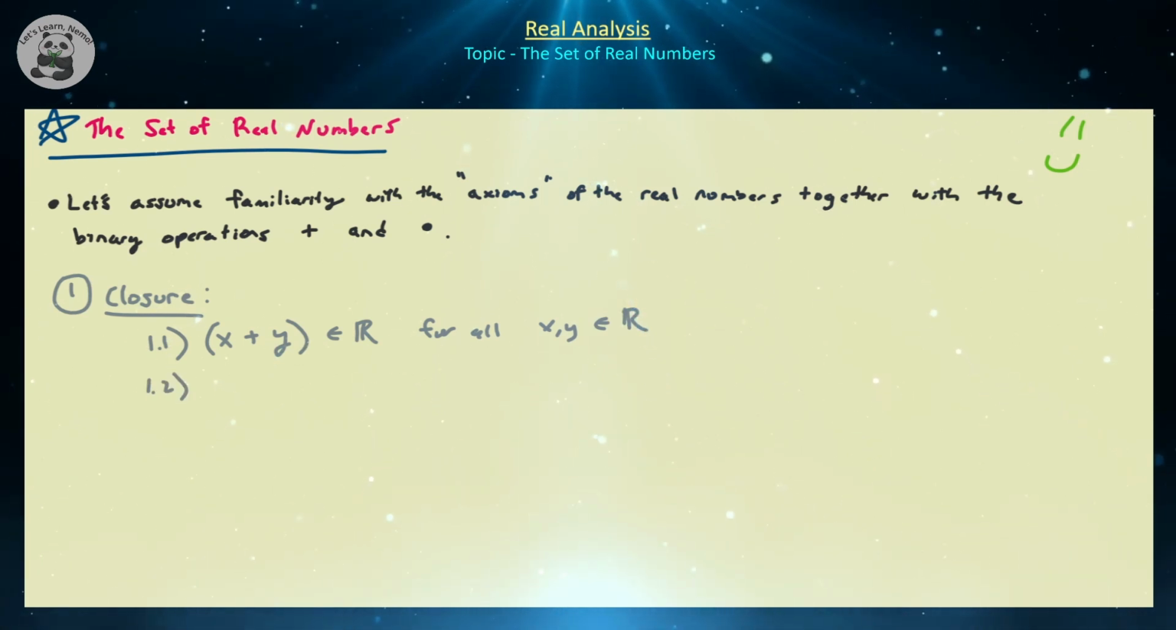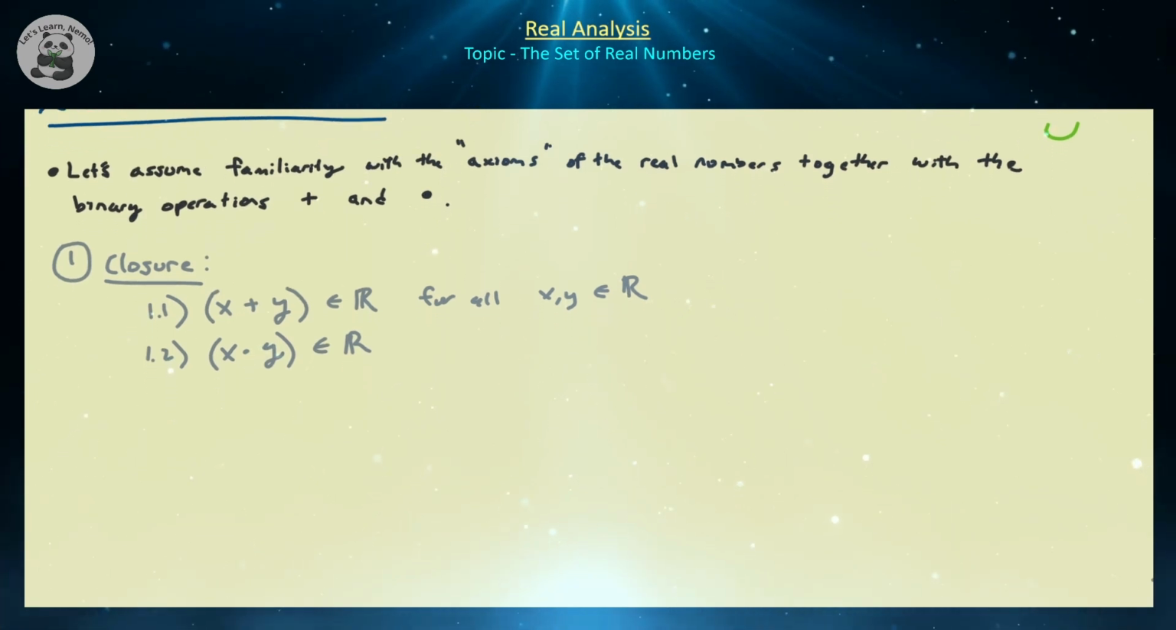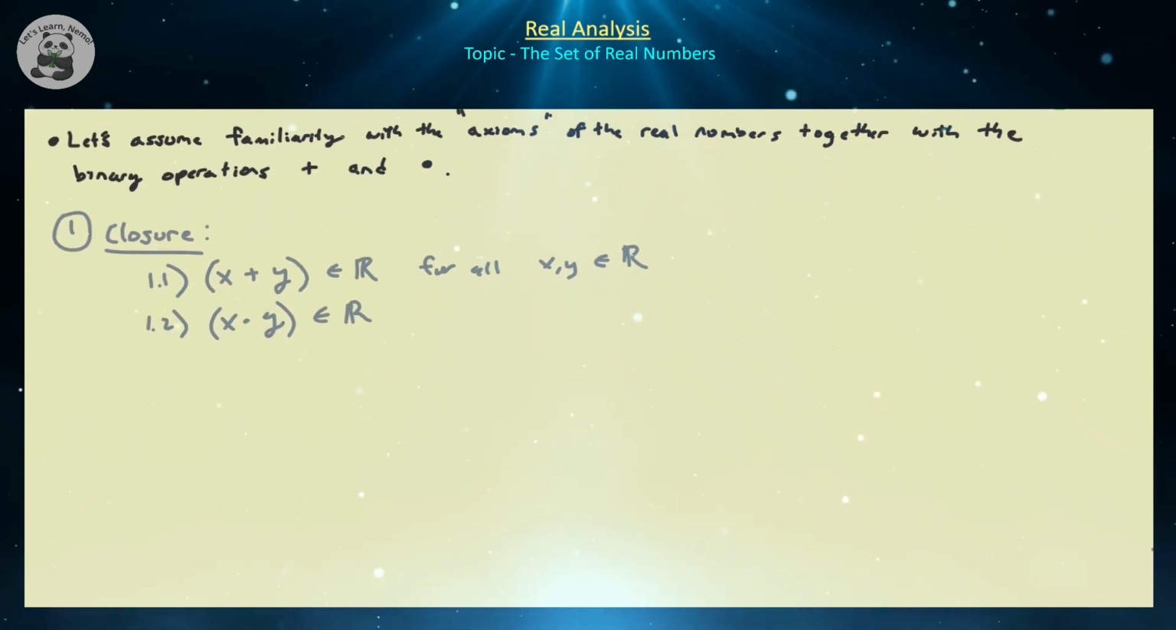The second closure property is that if you take any two numbers that are real and you multiply them, their product will also be in the set R. And that again is true for all real numbers x and y.